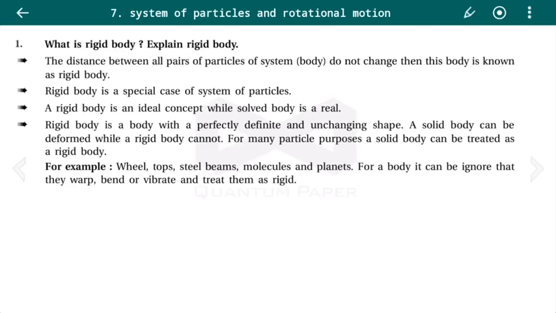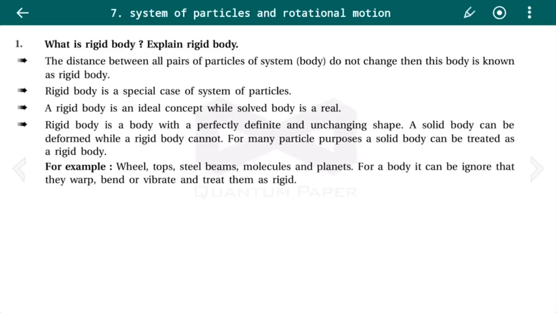A rigid body is a body with a perfectly definite and unchanging shape. That is the main difference between solid and rigid body that I have already discussed: the solid body is one which can be deformed, which can change its shape, and the rigid body is such a type of body which cannot change its shape. It has a particular definite shape. A solid body can be deformed while a rigid body cannot.